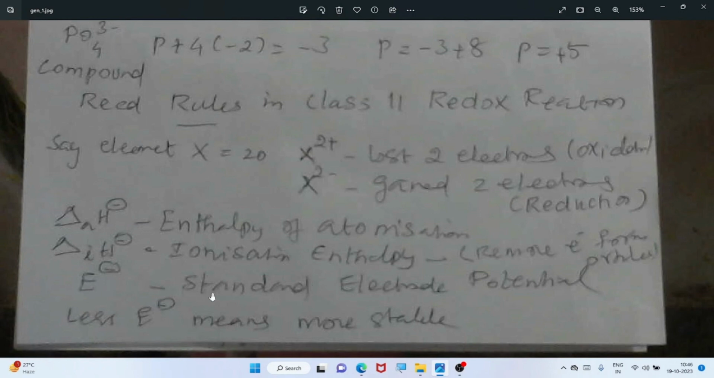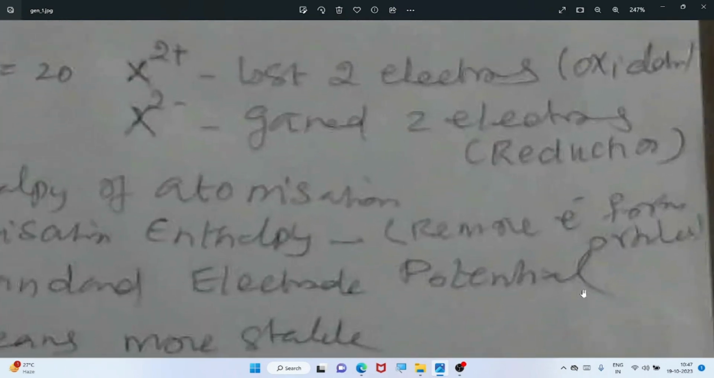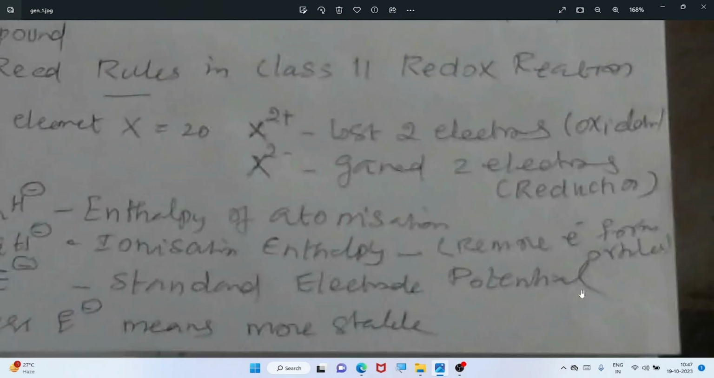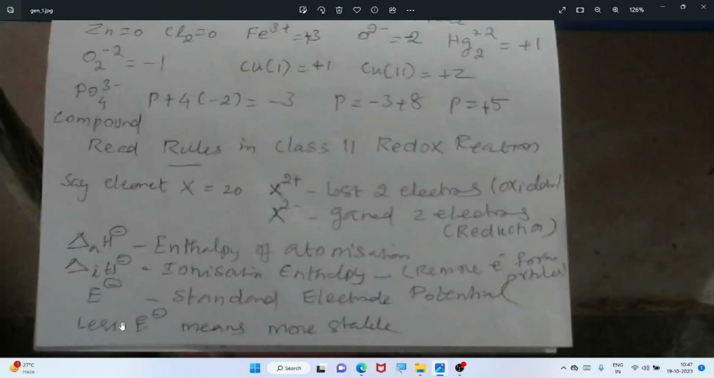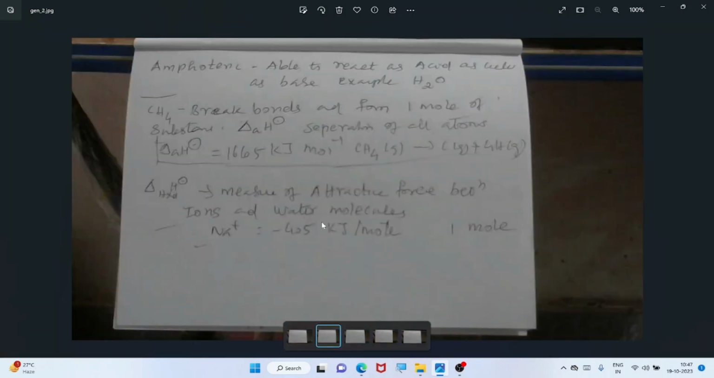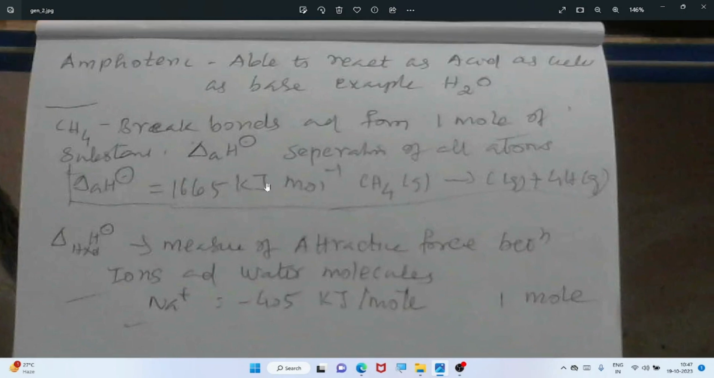This is E°, the standard electrode potential. Less E° means it is more stable. What is amphoteric? That is a substance which can react with both acid as well as base. Example, water. Water can act as acid as well as base.